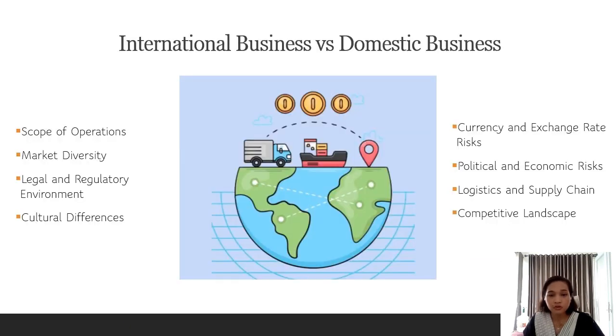There is actually a difference that we need to understand, not just at the country level or the very general perspective, about international business and domestic business. International business and domestic business might be differentiated by the scope of operations, market diversity, legal and regulatory environment, and cultural differences, while domestic business also needs to understand the currency exchange rate, politics, logistics supply chain, and competitive landscape.